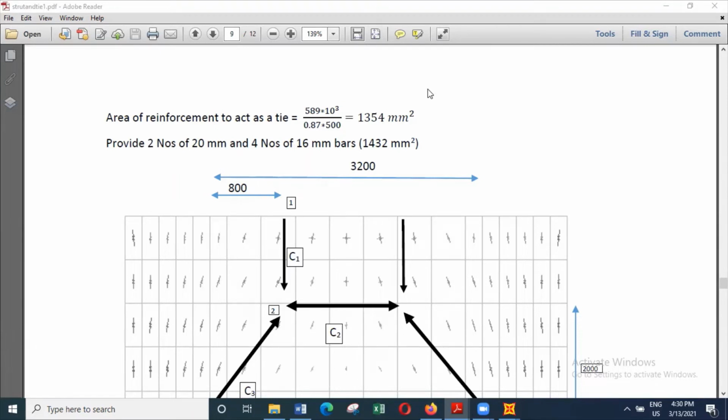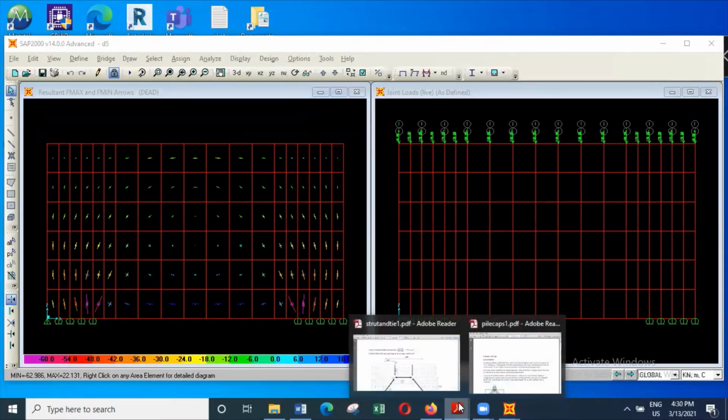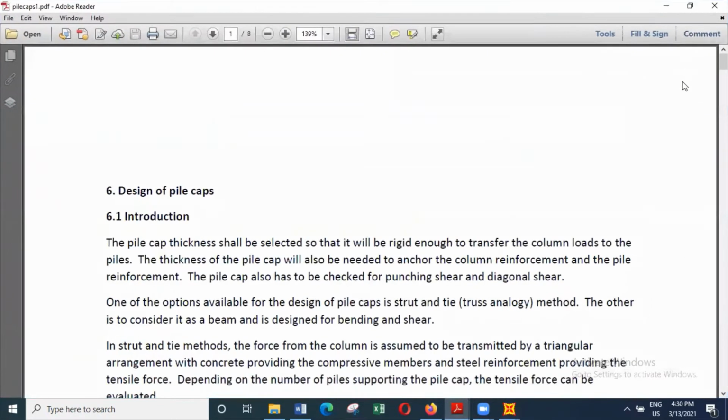Manjula? No. So then shall we move to the next section, and that is on the design of pile caps. Next time I'll show you how to do a complete model of a building, including the pile caps and piles. So today we look at how to design pile caps using the same theory, that is the strut and tie models.